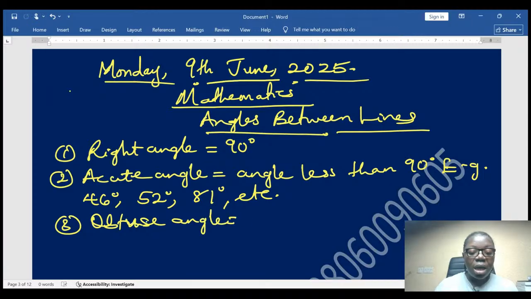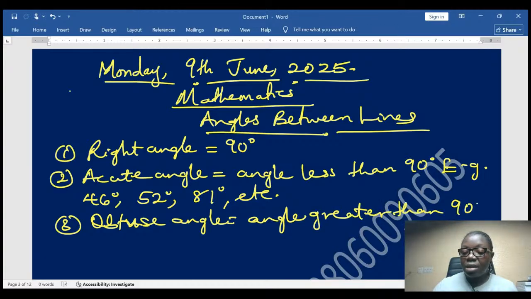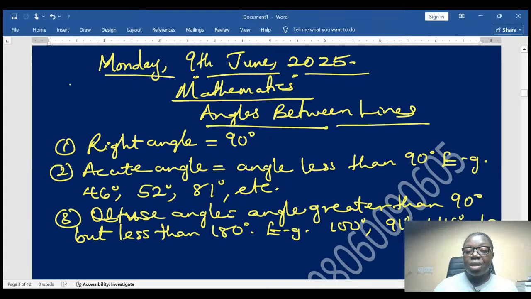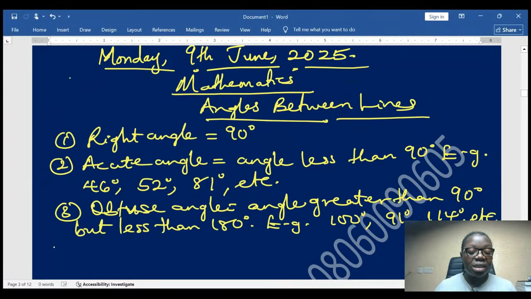Then we also learned obtuse angle. An obtuse angle is an angle that is greater than 90 degrees, but less than 180 degrees. Examples of such angles are 100 degrees, 91 degrees, 114 degrees, and so on. They are greater than 90 degrees, but less than 180 degrees.